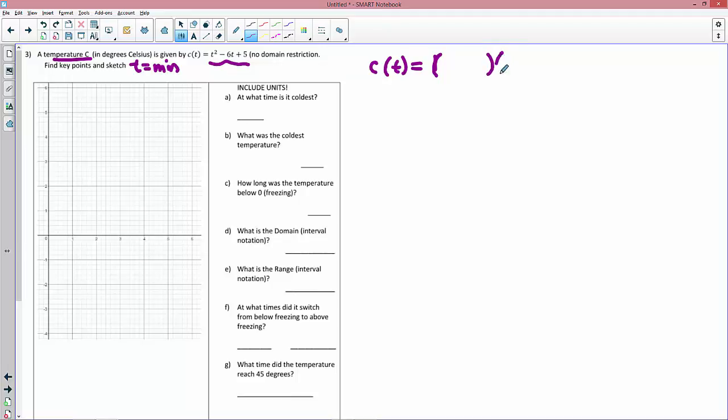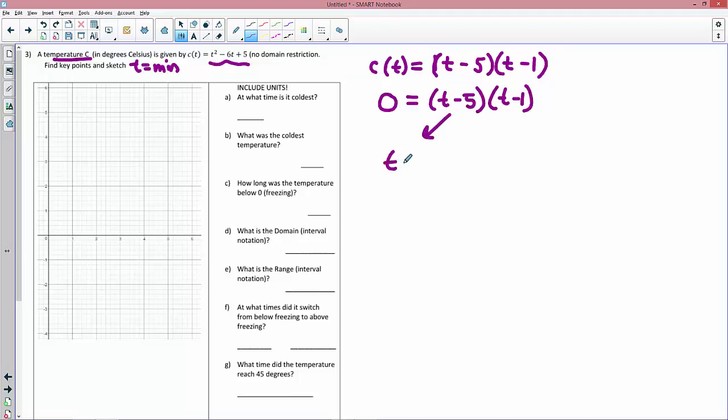There's no GCF, but there are 2 factors of 5 that add to -6. So that's -1 and -5. Okay? So what does that tell me? Well, that just tells me that if I want to know where the x-intercepts are, or in other words, where the temperature is 0, right? Then I know that one of these factors has to be equal to 0. So let's set them both equal to 0, right?